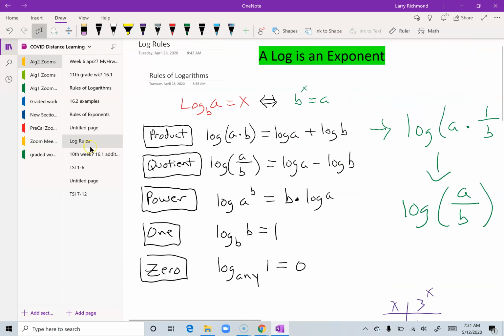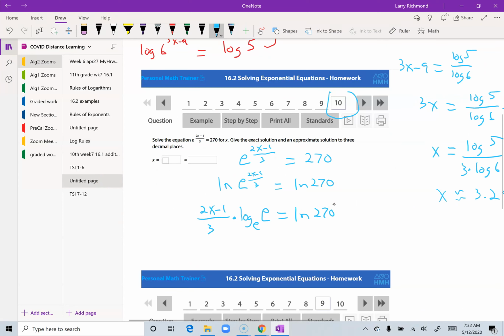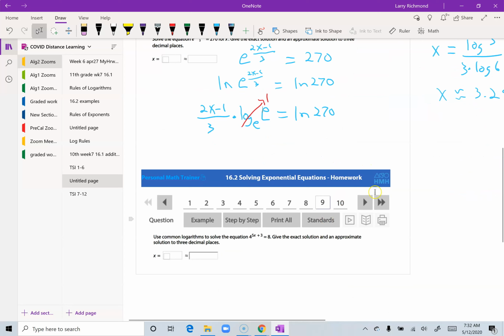Well, the 1 rule says if the base and what we're evaluating the log of is the same, it's 1, because anything to the first power is that anything. So at this point, log base e of e, that's 1. And 1 times anything is that anything. So on the left-hand side, we have 2x minus 1 over 3. The right-hand side, we have ln of 270. Again, this is just some number. e to some power would be 270. That's what this expression is saying.